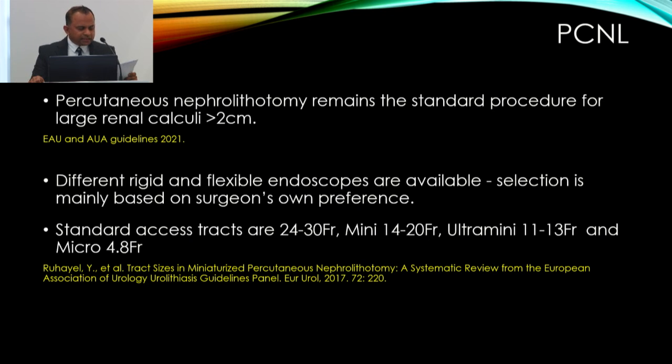The standard access tracts are 24 to 30 French. The renal access tracts are miniaturized. Now the mini perc is from 14 to 20 French, ultra mini from 11 French to 13 French, and in micro PCNL the tract size is 4.8 French. The guidelines may incorporate these changes in the near future.